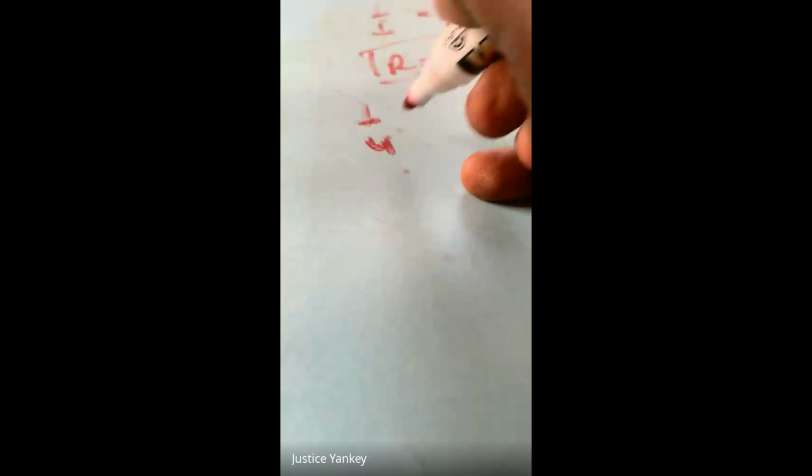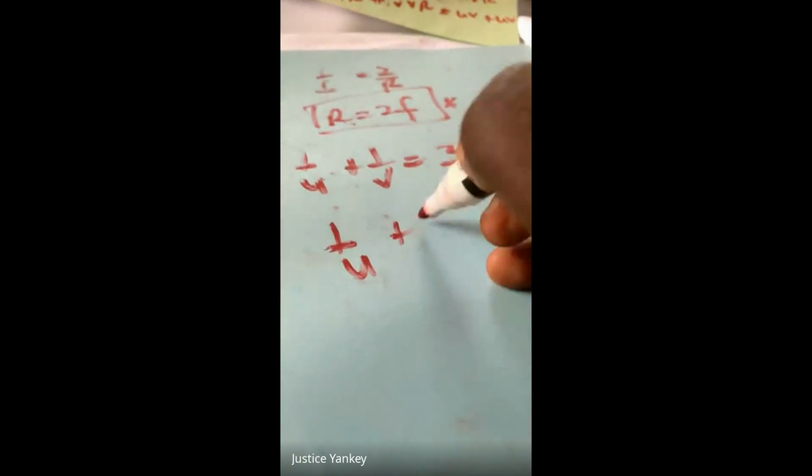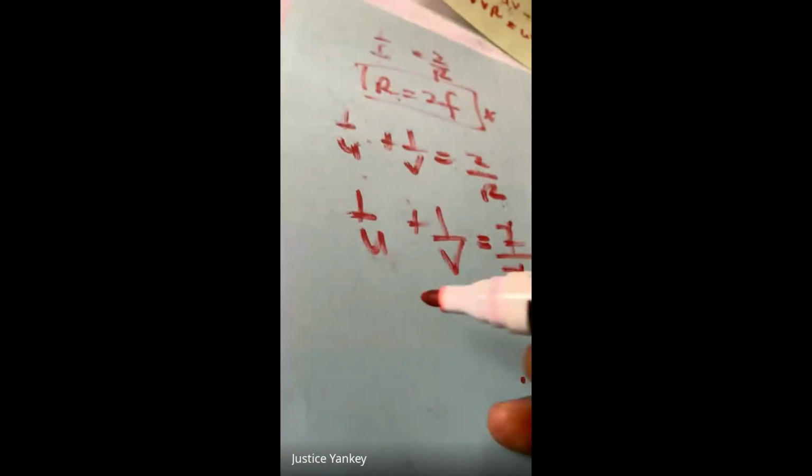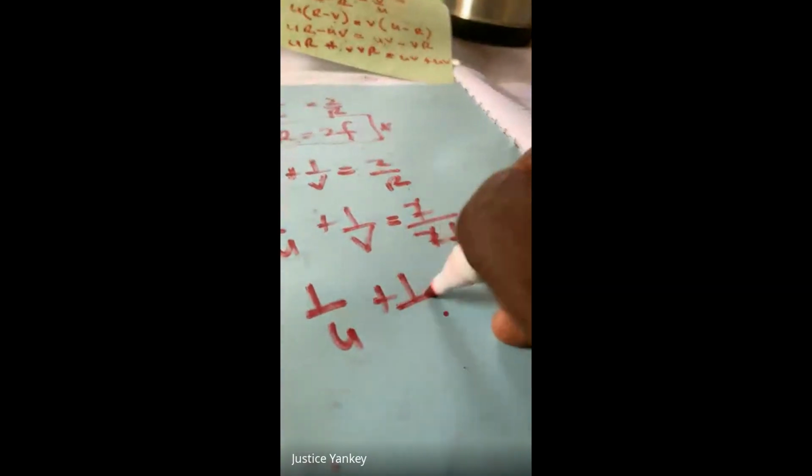So when we bring this into the equation that we wrote here, which is 1 over U plus 1 over V equals 2 over R, and replace the R by 2F, then we get 1 over U plus 1 over V equals 2 over 2F. And this cancels that, giving us 1 over U plus 1 over V equals 1 over F. And this is what we call the mirror formula.